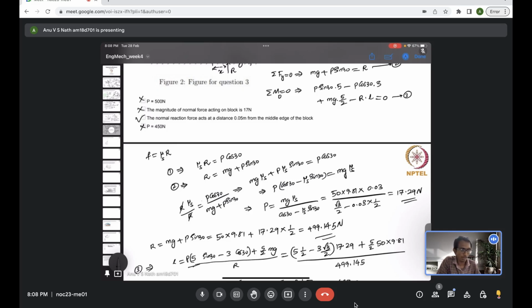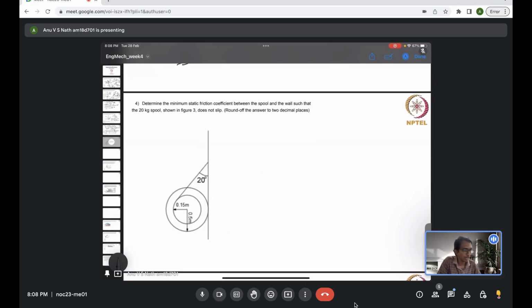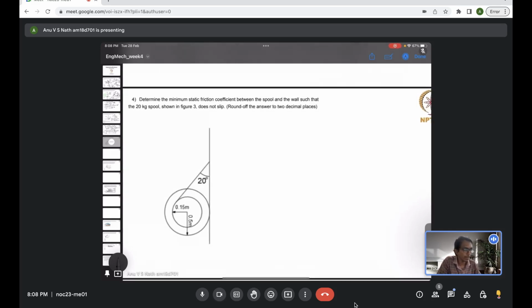So we'll move to the next problem. Determine the minimum static friction coefficient between the spool and the wall. So we have to find what is the friction coefficient between the spool and this wall, such that the 20 kilogram spool shown in this figure does not slip. Round off the answer to 2 decimal places.